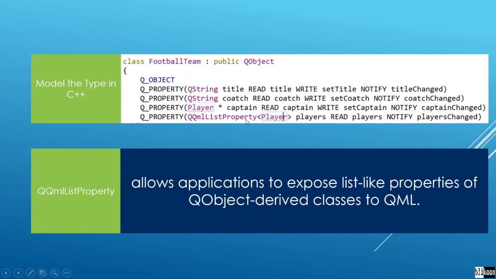We have our list of properties that are exposed as a QML list property. This is actually a way to say that your class is using list properties to assign data to one of your properties that is called players. And if you look down here, we made it very clear that QML list property allows applications to expose list-like properties of object-derived classes to QML. Our classes that we are going to use here, and any class you really want to expose from C++ should derive from QObject. You already know this.